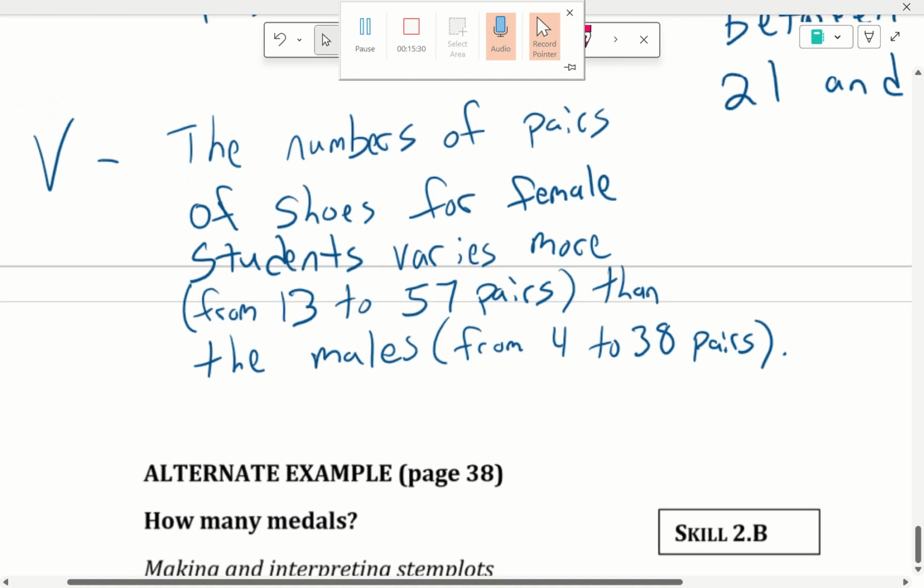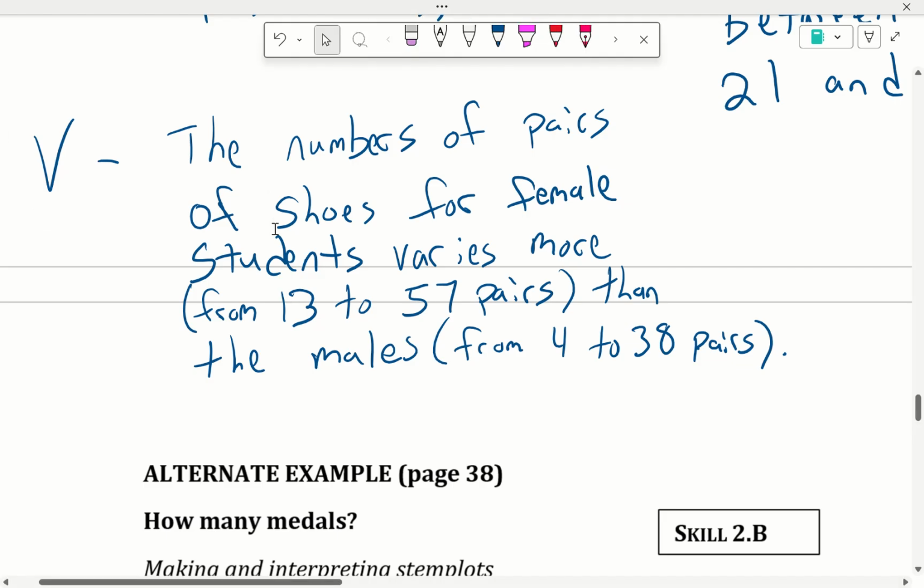Variability here: the number of pairs of shoes for female students varies more from 13 to 57 pairs than the males from 4 to 38 pairs. So when it comes to variability, let's make sure, again, we are comparing the two. So we have to use comparative language, meaning we are saying that the number of pairs of shoes for females varies more, like it's a larger span here from 13 to 57 than the males from 4 to 38. So be careful with that wording.